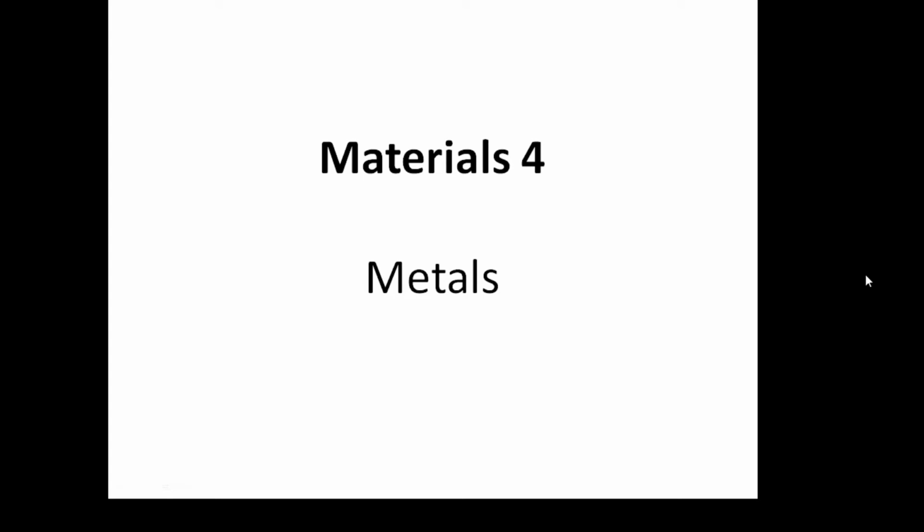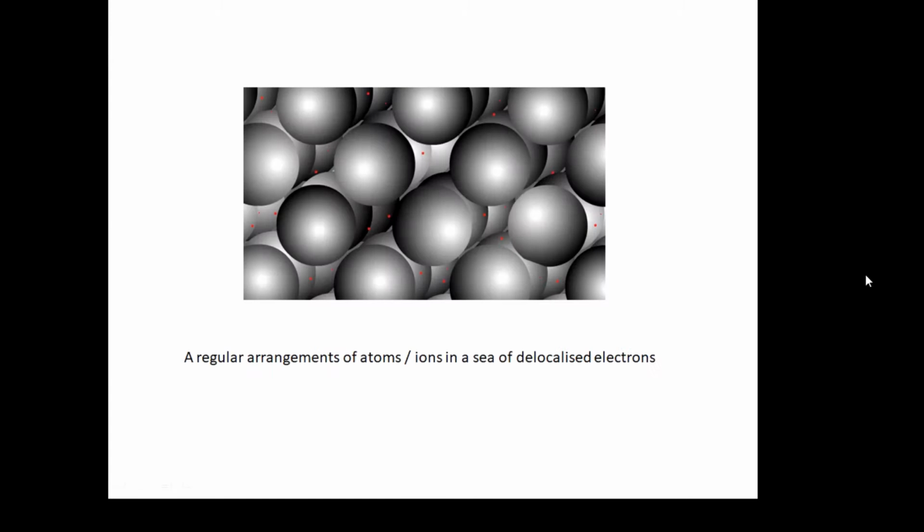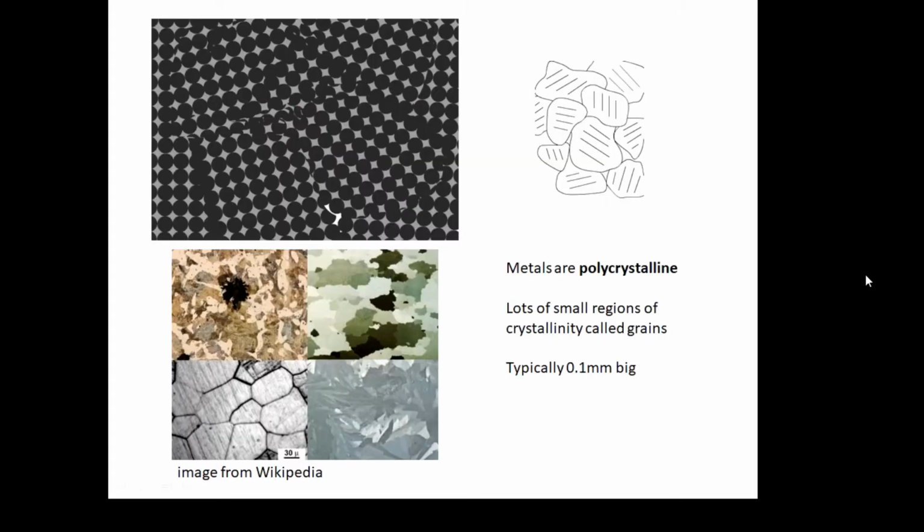Materials for metals. Let's talk about metals, the structure of metals. Now, when we did electricity, you know, a metal is a regular arrangement of atoms or ions, if you like, in a sea of delocalized electrons. That's metallic bonding. Now, there's a bit more to it than that.